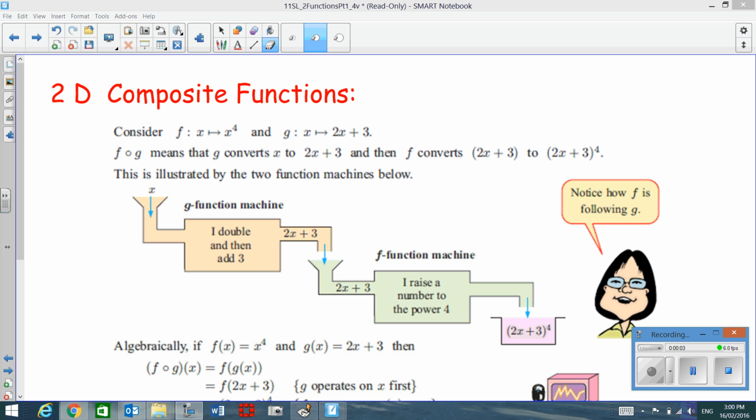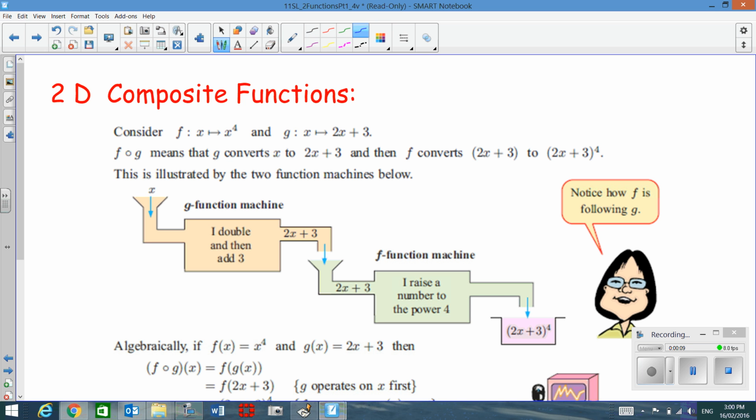11IB, we are getting into 2D, which is composite functions. And if you just consider for a moment the beginning of the word composite, your prefix comes from the word compose. So when you think of composing something, a musical composition, anything where you're bringing several pieces together, it's always more than one that you're now putting together and layering within each other.